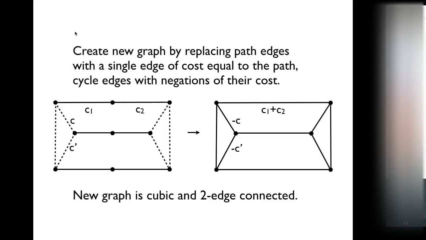And I claim that the new graph has got to be cubic, right? Because the vertices that matter are the ones that are on the cycles where they had 2 cycle edges incident and 1 path edge incident. So every vertex is going to have degree exactly 3. It's also going to be 2 edge connected precisely because we didn't have any of these cut edges.